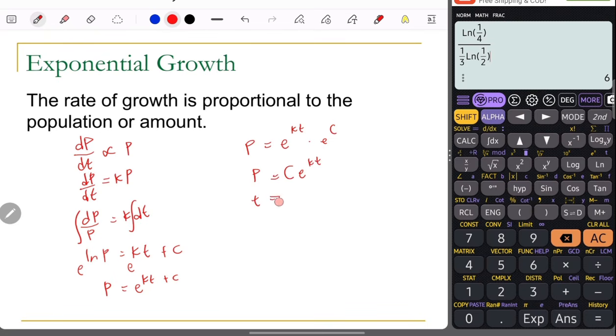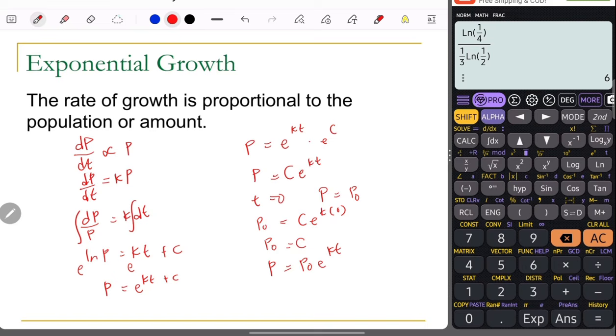When the time is 0, the population is equal to initial amount or initial population. So when t is equal to 0, p is equal to p sub o. C e to the k, then time is 0. 0 times k is 0. E to the 0 is 1. 1 times c is c. So c is equivalent to p sub o. So we will replace c here by p sub o. So p equals p sub o e to the kt.